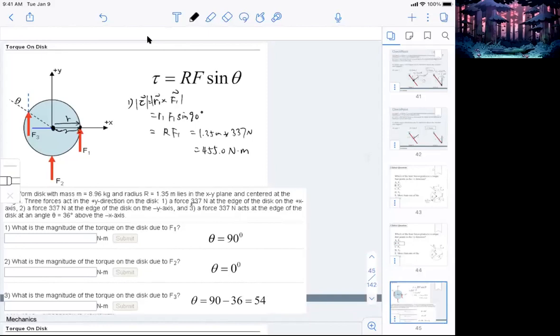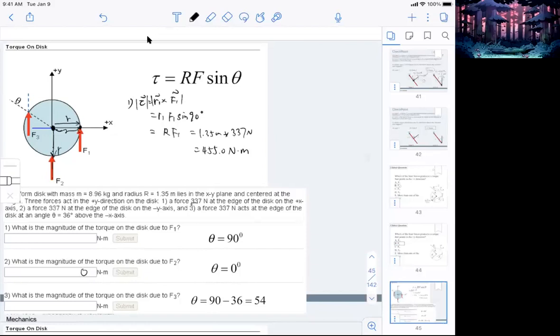Second one, what is the magnitude of the torque on the disc due to F2? You can see F2 is exactly applied toward the center, right? You know that's not going to give you any torque. And the distance R is from here to here. R and F are in the same direction, so you're not going to get any torque, so 0.